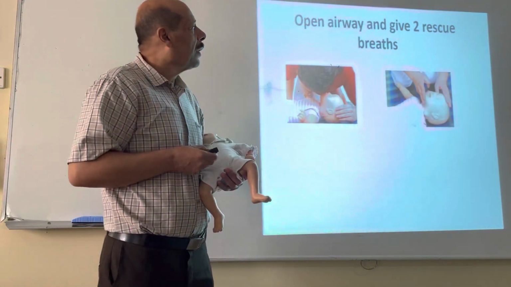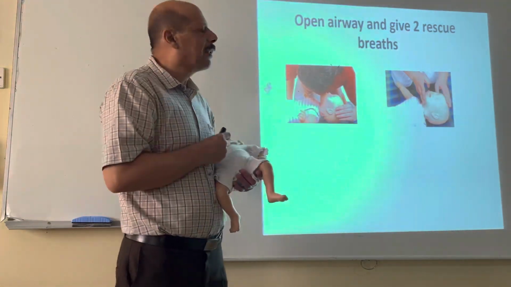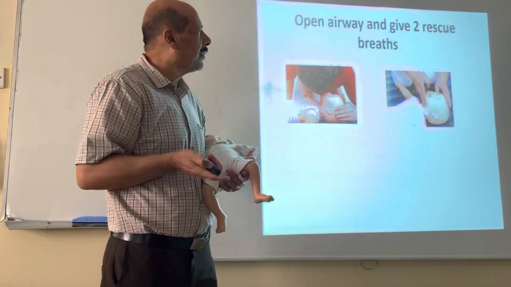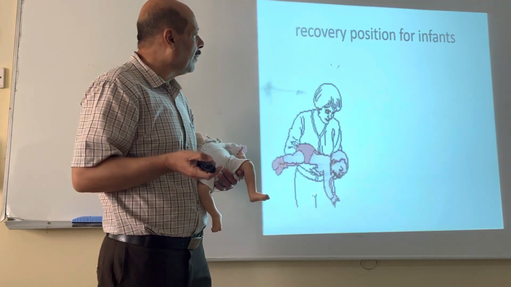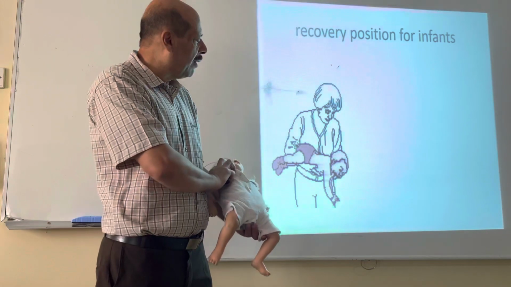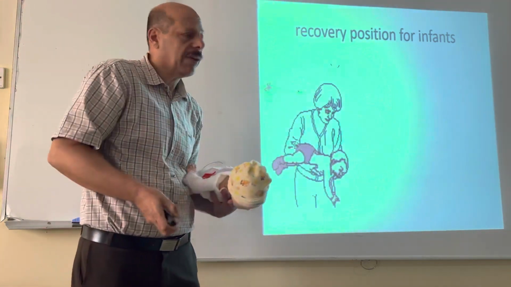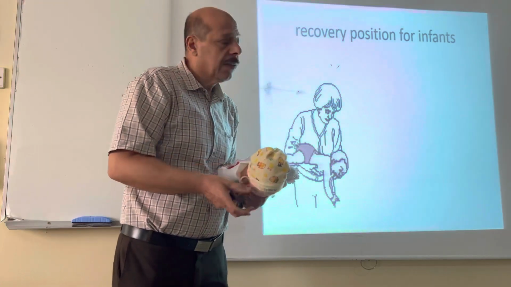So this is how to open the airway. It is the same. Tilt the head and lift the chin in order to give the breath. Then, as we said, this is the recovery position for a child. This is the recovery position for a child.